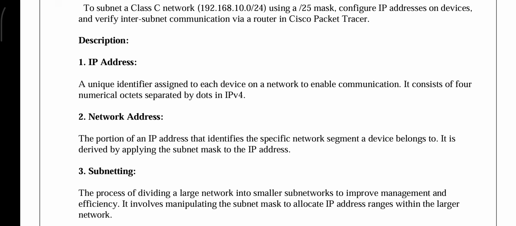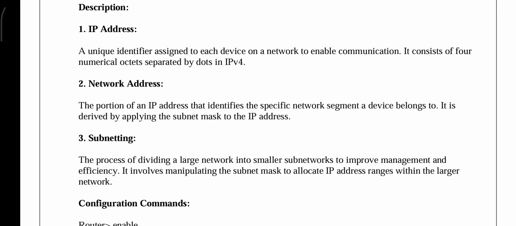An IP address is a unique numerical label assigned to every device on a network to enable communication, and a network address identifies the specific network segment that a group of devices belongs to, and subnetting is the process of dividing one large network into smaller subnetworks. This helps improve network performance, security and address management.